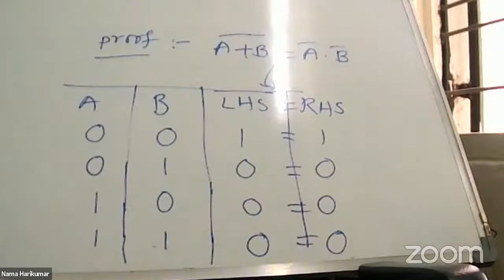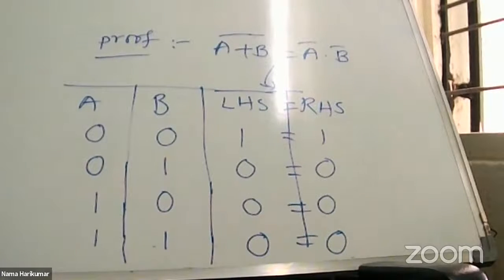Then we have proved De Morgan's first theorem. It is satisfied, LHS equal to RHS. When we satisfy this, the theorem is also proved. These are the process.